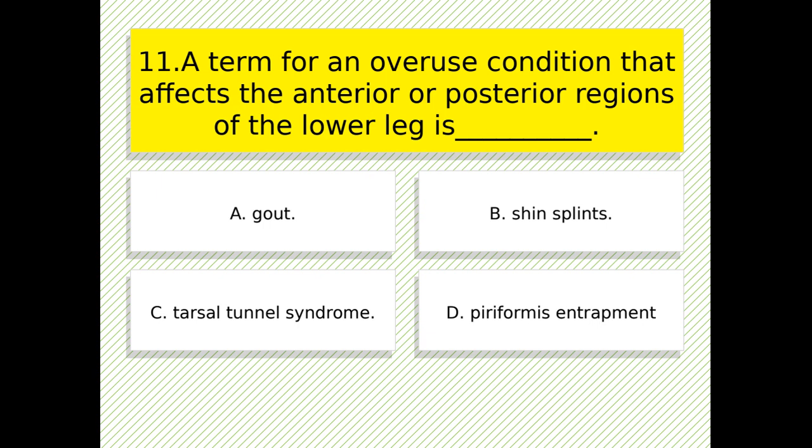All right, a term for an overuse condition that affects the anterior or posterior regions of the lower leg is, this is an easy one. Shin splints. So keywords: overuse, then anterior or posterior regions of the lower leg. Remember you've got the anterior tibialis and the posterior tibialis, where your client could feel pain in the anterior compartment of the lower leg, but also in the posterior compartment. Tarsals is the ankle, piriformis is in the butt, gout is in the foot.